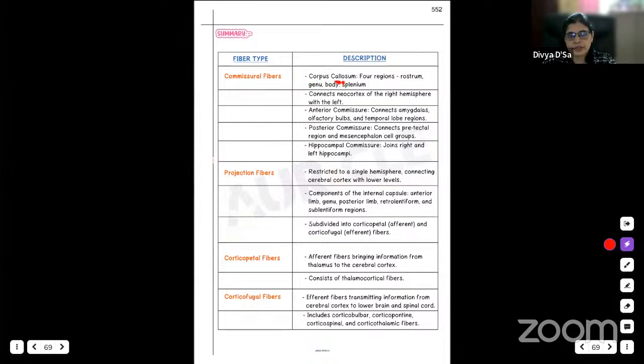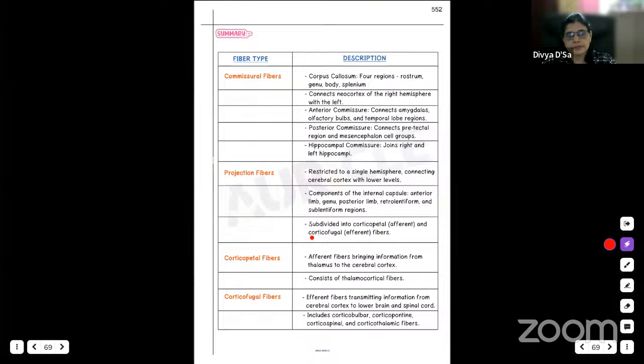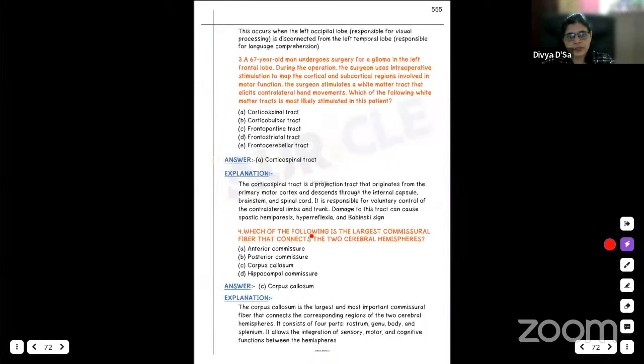Commissural fibers include the corpus callosum, which has four regions: the rostrum, genu, body, and splenium. If you see here, this is the corpus callosum. It connects the two hemispheres. Here you can see the entire portion of it: the rostrum, the genu, the body, and the splenium. These are the long and short association fibers, whereas these are examples of projection fibers. So this is the summary. We will go for the next thing.